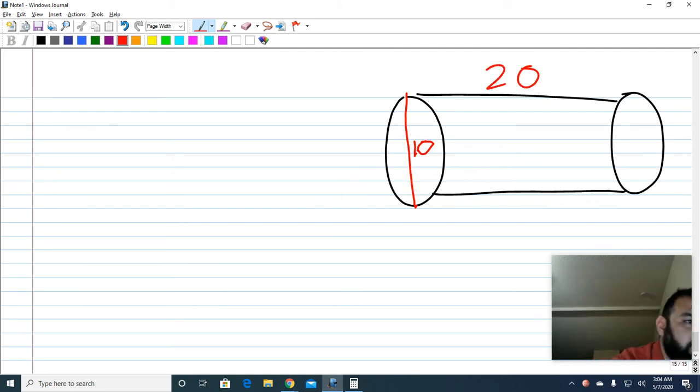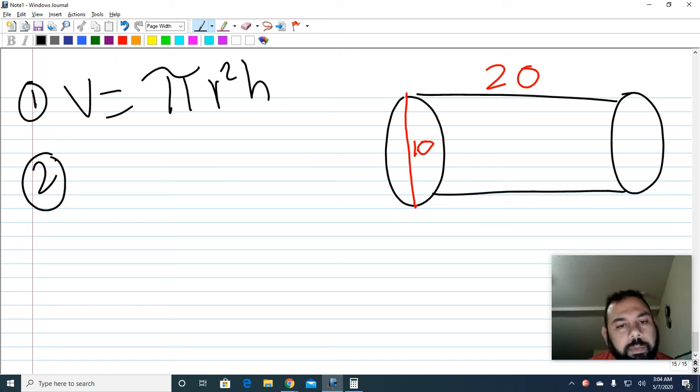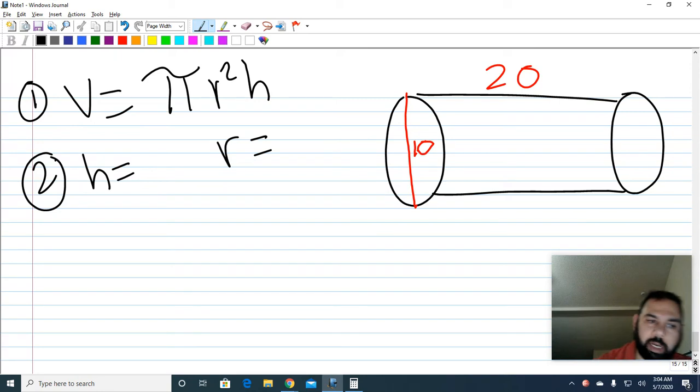Now again, step 1, if you remember, write down the formula V equals pi r square h. Step 2, define your variables and check the units. So h equals and r equals. Don't make a mistake here. Don't say that h equals 10. No, that's wrong.